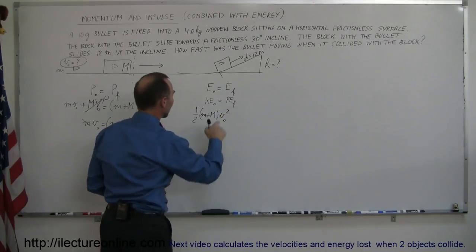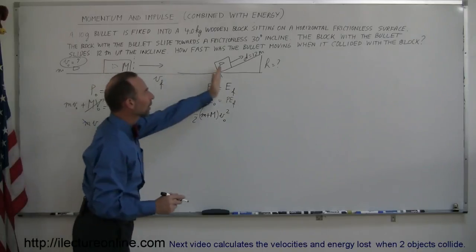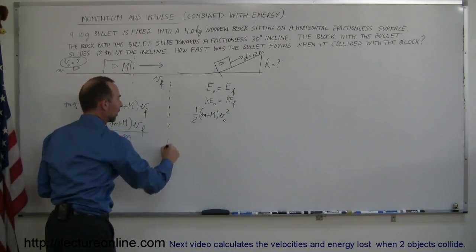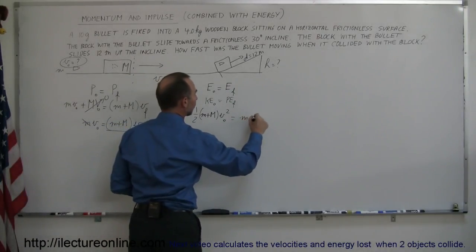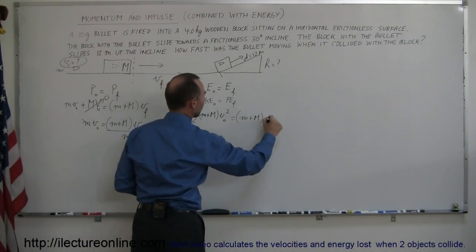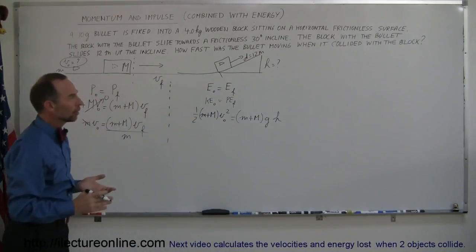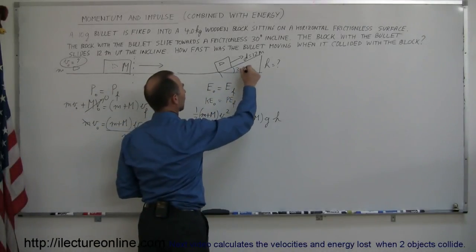Now, that's not the same v initial as we had over here. That's the v initial of the second part of the problem. So make sure we keep that separate. And that equals mgh, (m plus big M), because the masses are combined, times g times the height that it gained. Now, how high did it go? Well, we know that the incline is 30 degrees, and so theta equals 30 degrees.